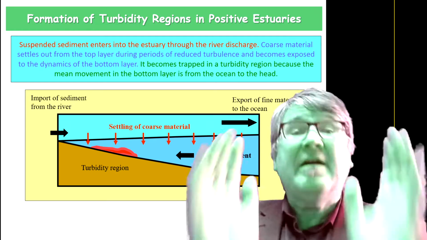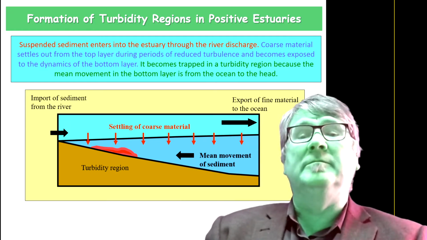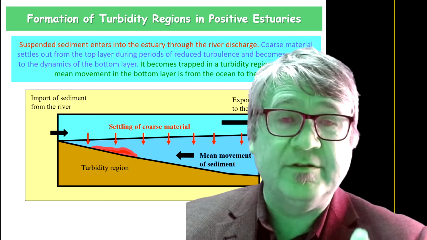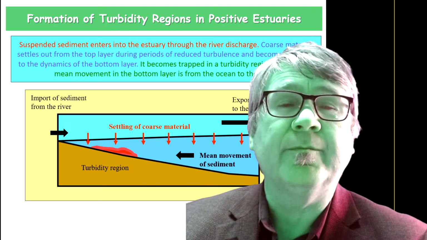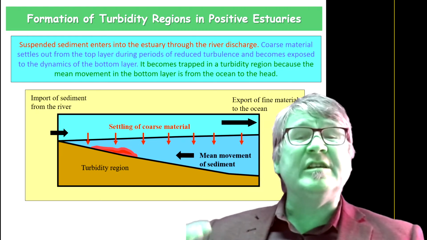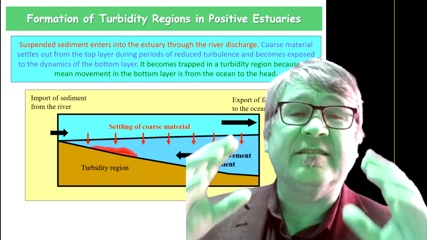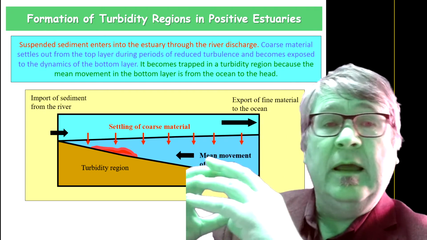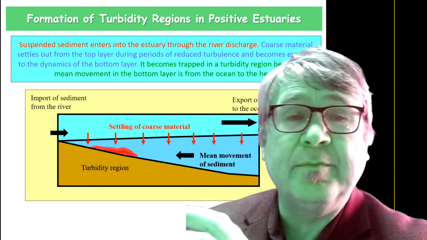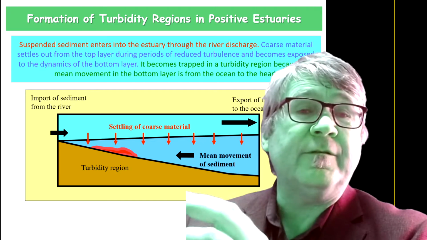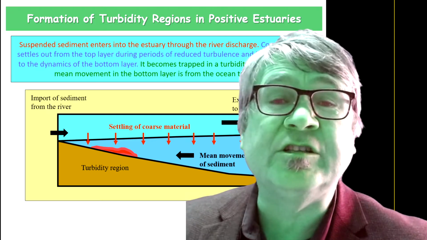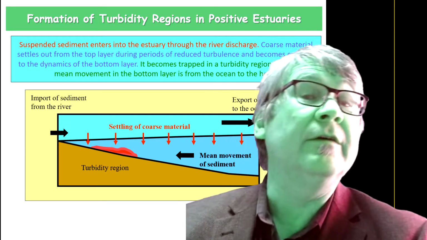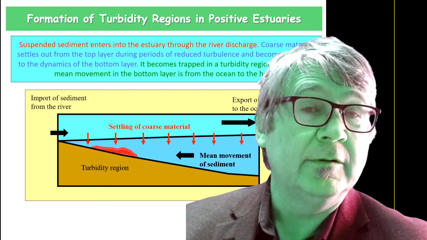Now we come to another very important feature. It's the so-called turbidity regions in positive estuaries. In positive estuaries, we have the problem that sediments accumulate in a particular region, and there's more and more sediment turning up in that region, and often this turbidity region has to be dredged away. Okay, in particular if it's near a port.